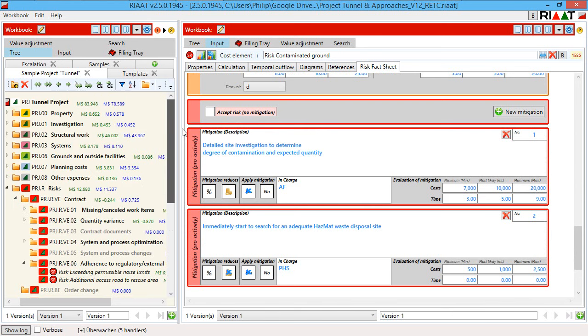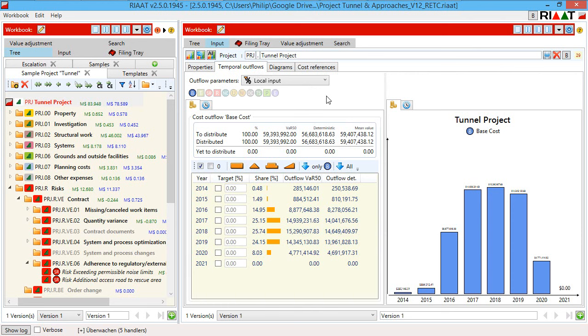The last feature I'd like to show you, back to the top level, are the cash flow functions. Those functions are available for any of the cost components, like base cost, risk, escalation. When we click at the total cost, we'll see all cost components stacked, like base cost, risks, and escalation.